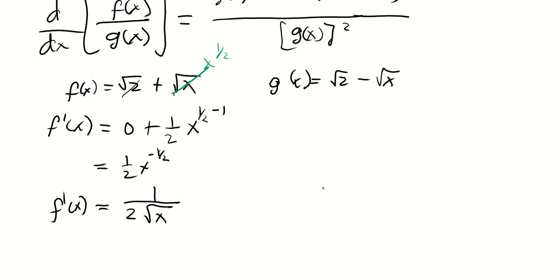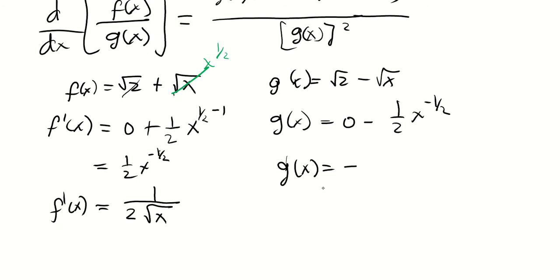Then for g prime x, it's almost the same. The only difference is the negative sign. So this will be 0 minus 1/2 x raised to negative 1/2, or g prime x will be equal to negative 1 over 2 times the square root of x.